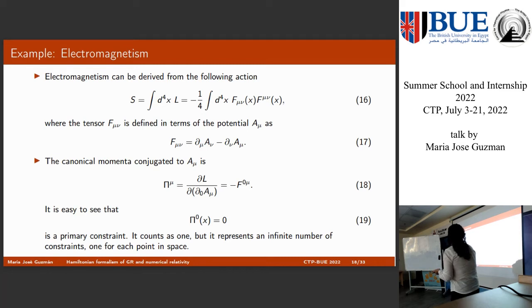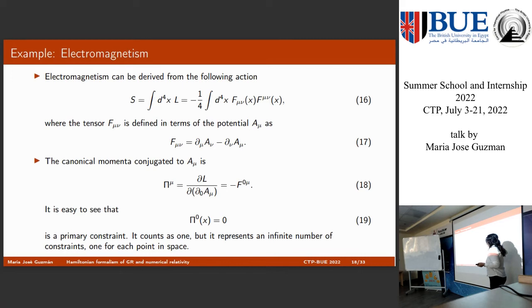You have already seen this; I think you're familiar with this action. This is the field strength for electromagnetism, and you define this field strength in terms of a potential A_mu. This is precisely the vector that you associate with the electric field and the magnetic field. You define this Faraday tensor, and then you apply Dirac's procedure to this theory.